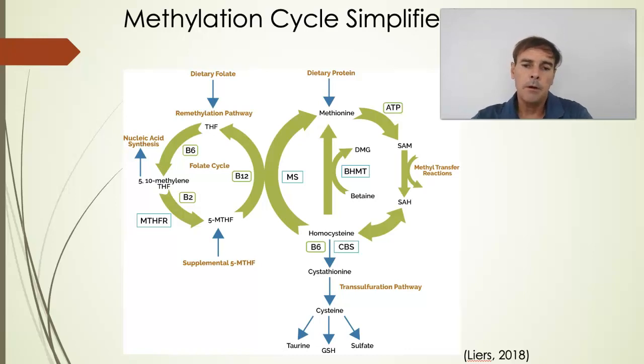And then an overview too of how it works. So we have methionine, dietary protein coming in from the diet. Methionine, of course, is one of many amino acids, 20 or whatever they are. Methionine is the one that comes in.